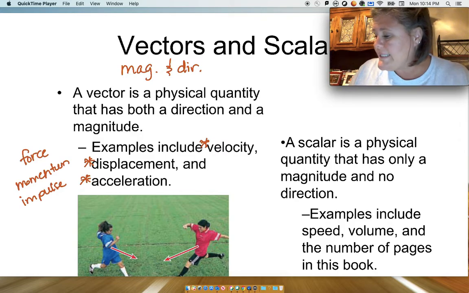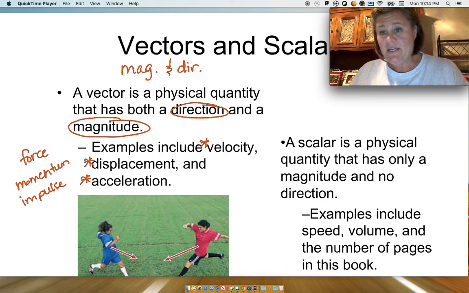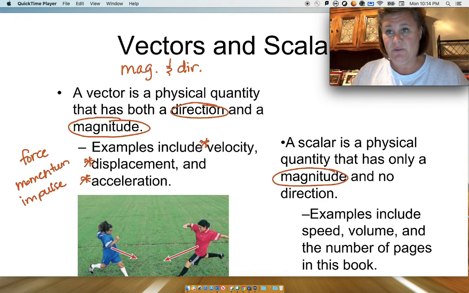So a vector is a physical quantity that has both direction and magnitude, whereas a scalar only describes how big the magnitude of the object or the magnitude of that quantity is. So with scalar quantities, we've looked at speed, distance, time, mass. Those are all scalar quantities.